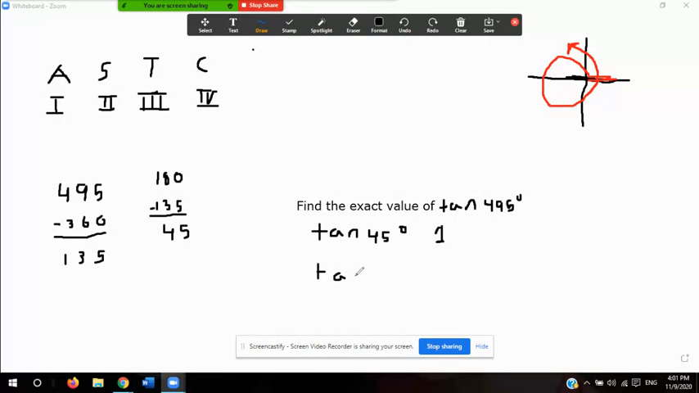The tangent of 495 degrees equals negative 1.